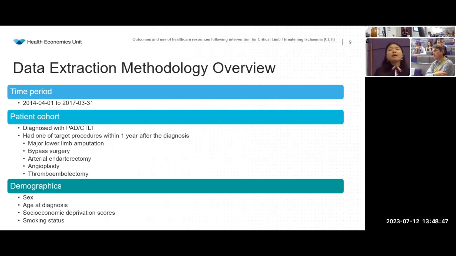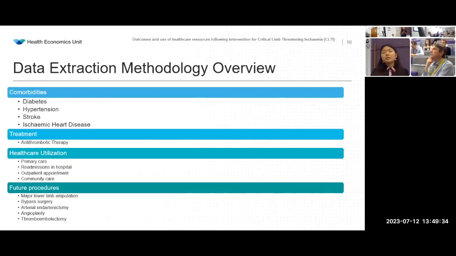At the same time, we look at five main target procedures, as shown on the slide, and check whether the patient had at least one of these target procedures within 1 year after the PAD diagnosis. We would also take the very first procedure as the index procedure and its date as the index procedure date. After we identified the patient cohort, we extracted the demographic data of the patient. It includes sex, age at diagnosis, IMD values, and also smoking status.